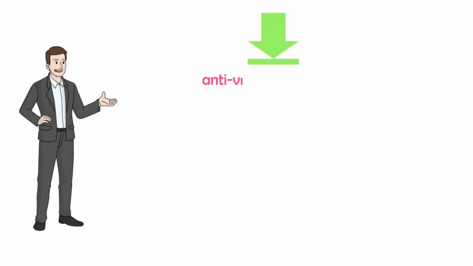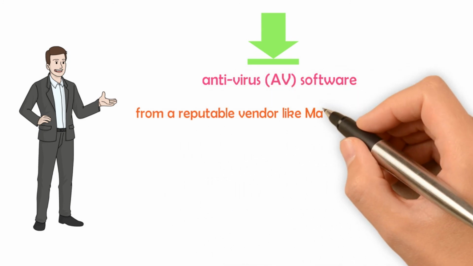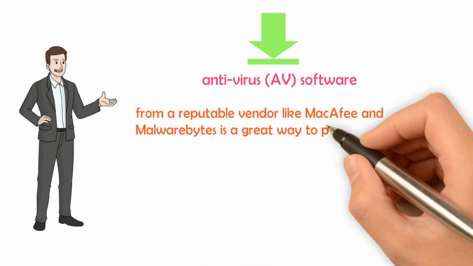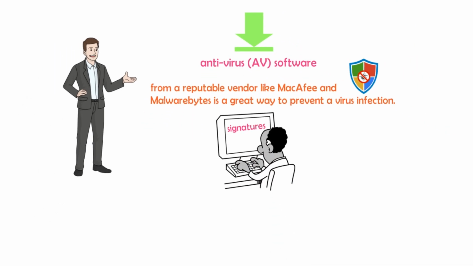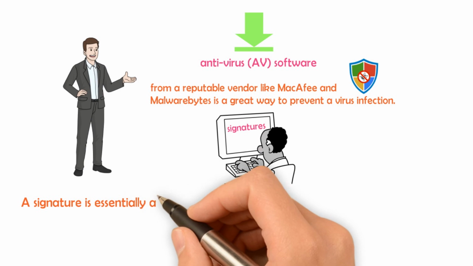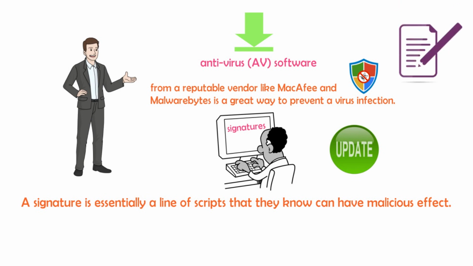Installing an antivirus, aka AV software, from a reputable vendor like McAfee or Malwarebytes is a great way to prevent a virus infection. They generally work by looking for signatures. A signature is essentially a line of script that they know can have a malicious effect. So it is important to keep your AV updated regularly so that you can have the most recent signatures.